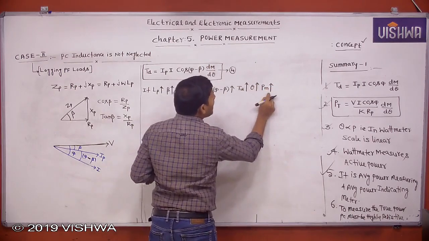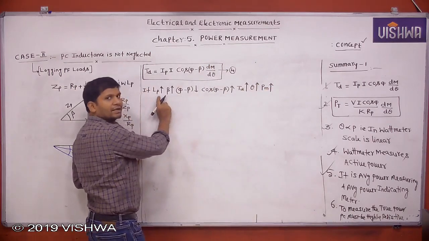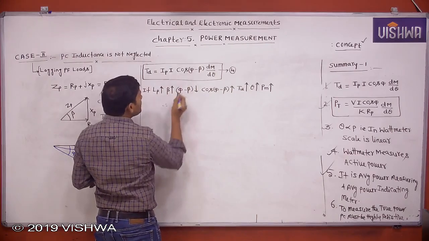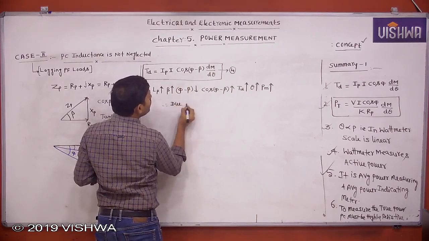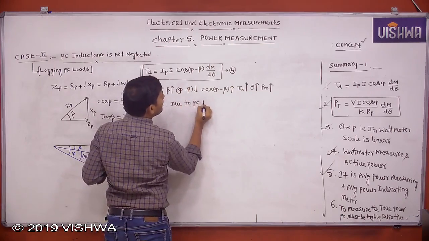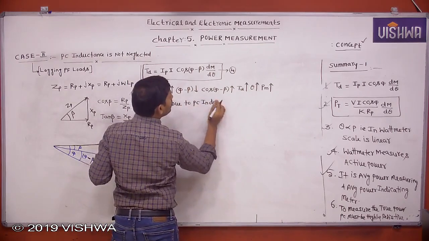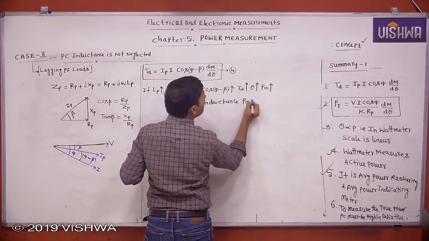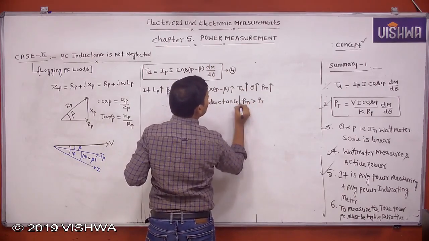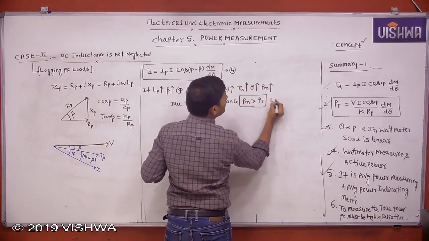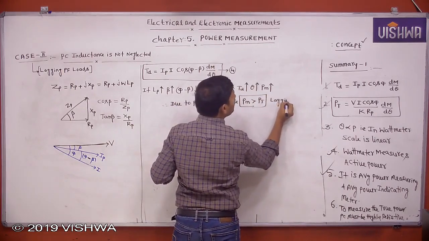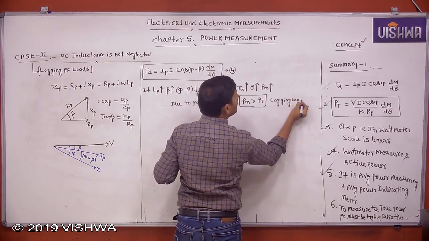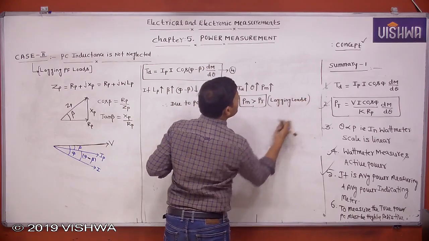Why are we getting high power? Because of inductance. Therefore, due to the pressure coil inductance, what observation do we get? The measured power is greater than the true power. For which load? Lagging loads. It is particularly for lagging loads, not for leading loads. For leading loads, we get exactly the opposite.